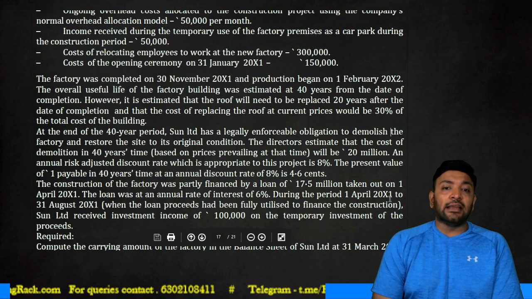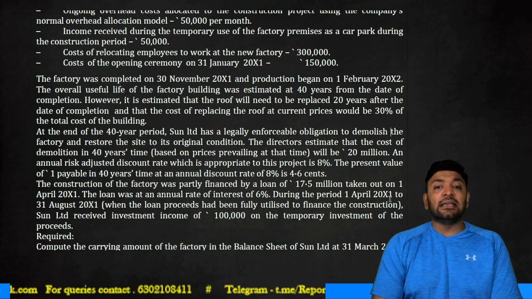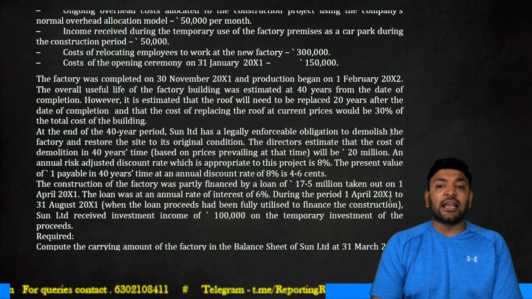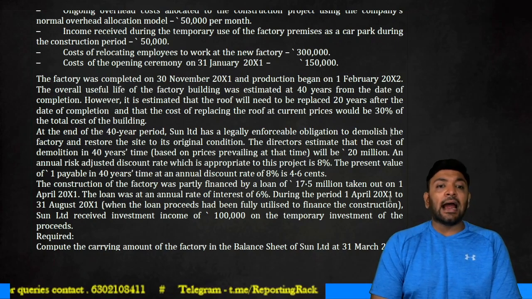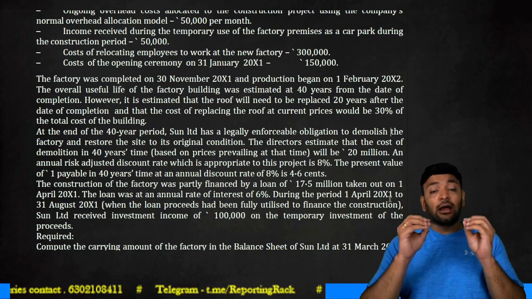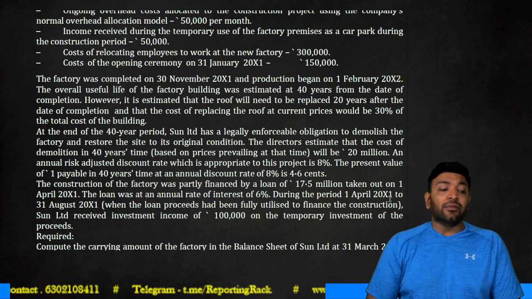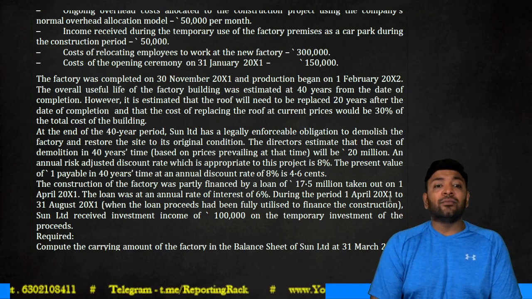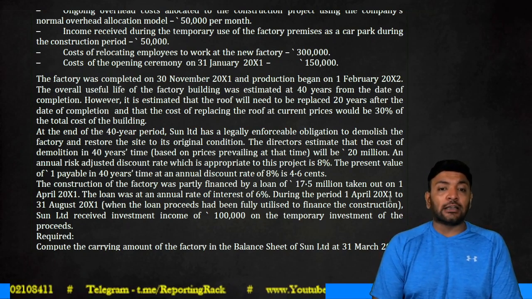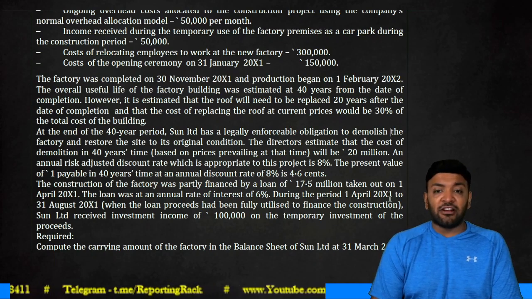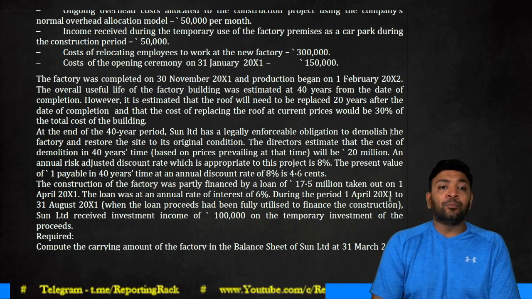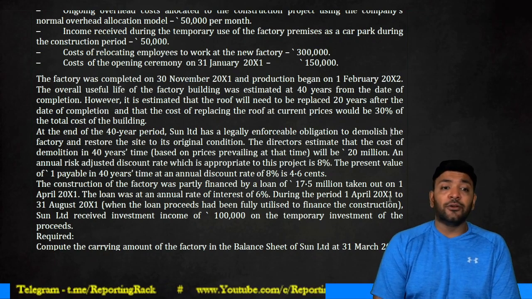At the end of 40 years, Sun Limited has a legally enforceable obligation to demolish the factory and restore the site to its original condition. The directors have estimated that the cost of dismantling after 40 years, based on the prices prevailing, will be 20 million. That is nothing but 2 crores.